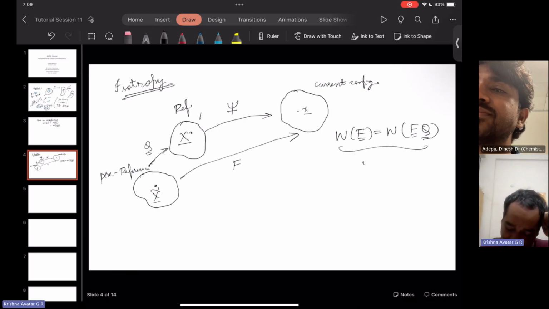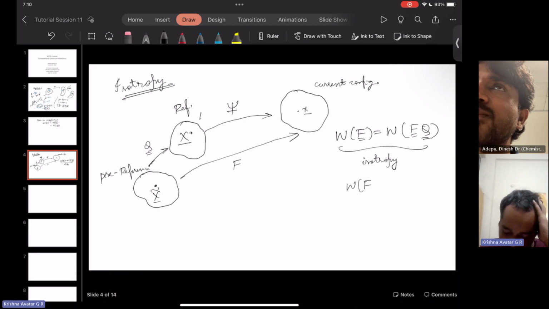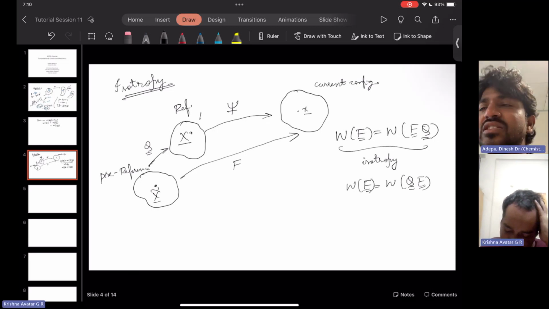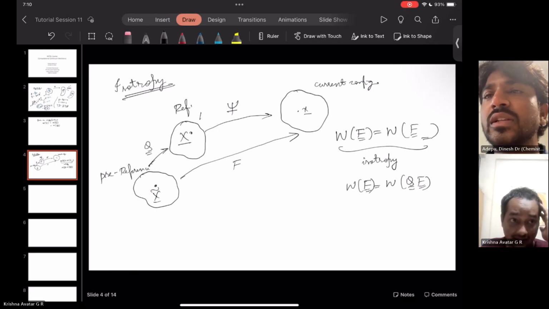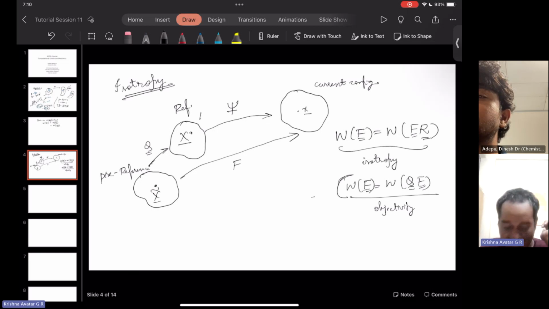So this is the condition for isotropy. Let me recall the expression, because for objectivity it was W(F) is equal to W(QF). I'll use a different notation here. This is objectivity. This relation is always satisfied by all the constitutive relations, because that is the rule.